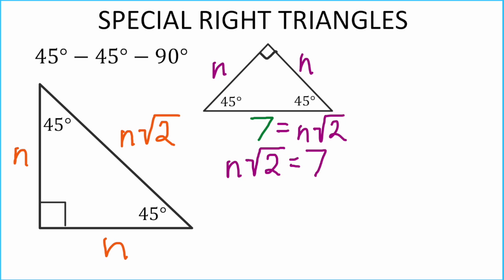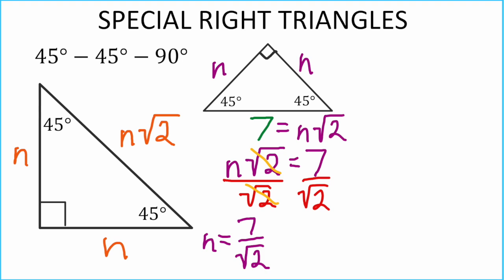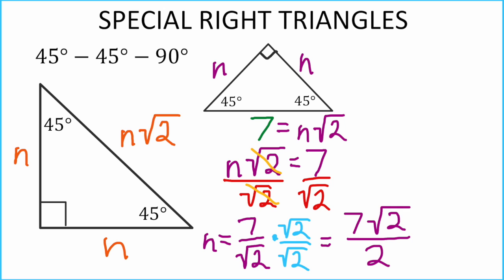And we can set that up, divide both sides by radical 2, and they cancel out. We have to go ahead and simplify our 7 divided by radical 2, multiply by radical 2 over radical 2, and we get 7 radical 2 over 2. This time we can't simplify the 7 and 2, so that is the length of both of your legs.